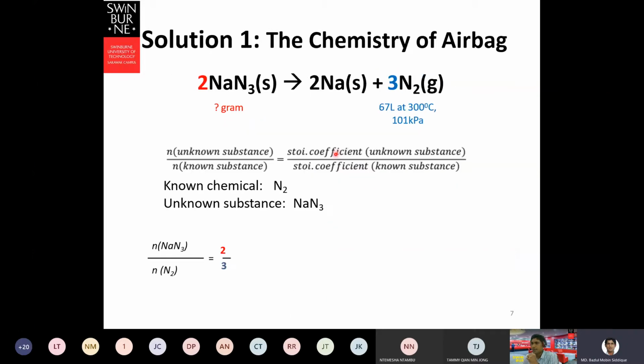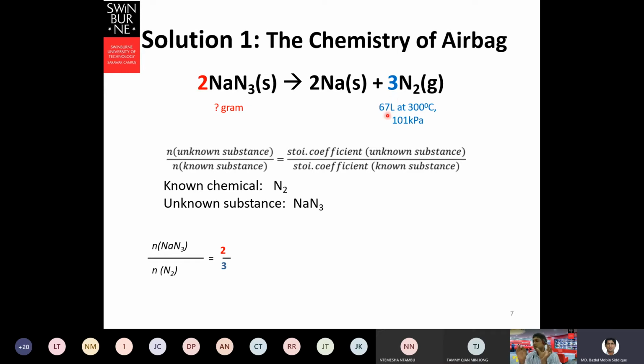So from here we see that from 2 moles, 3 moles, we do this balancing in this way so that 2 moles of sodium azide will produce 3 moles of nitrogen gas. And then another thing is we need to find out how many grams will be required to produce 67 liters.